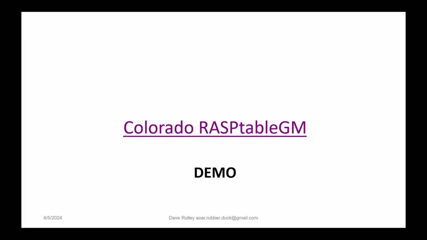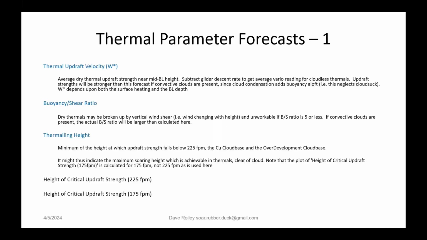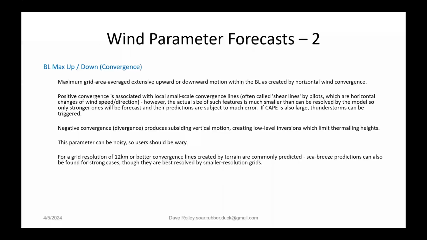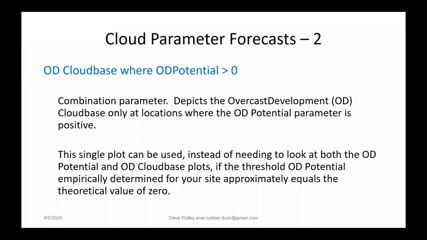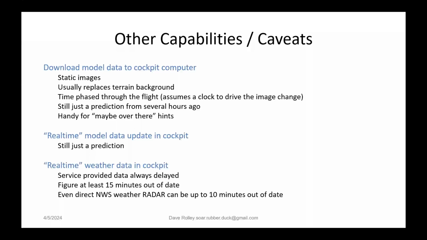All right. So we've stepped through RASP and SkySight. The slides have descriptions of the various parameters that we talked about as we were going through those, so you can see those. And you can bounce back and forth between the two models. So some of the things that you end up having to work with.